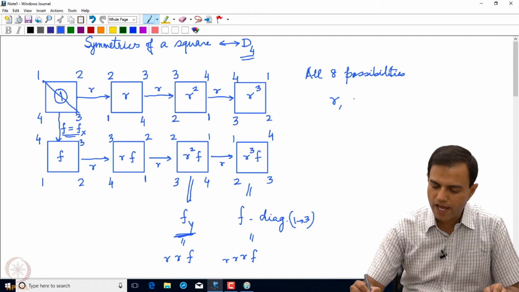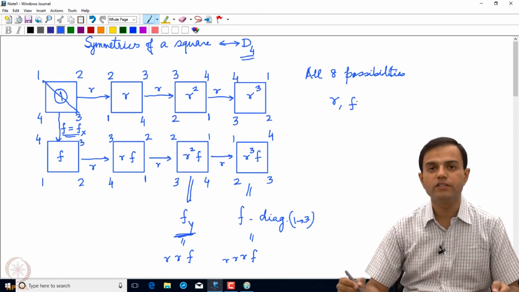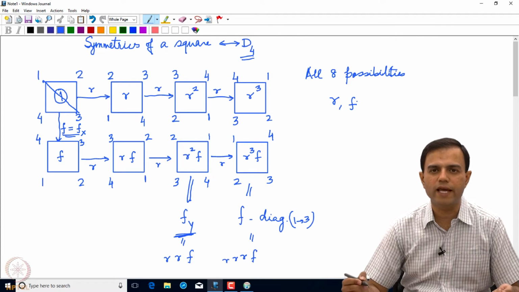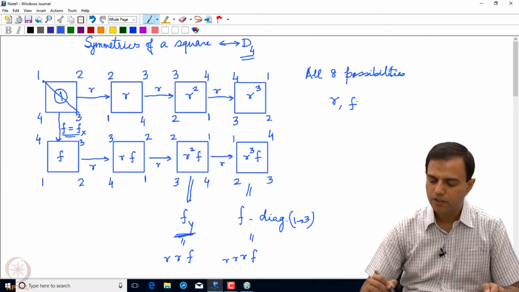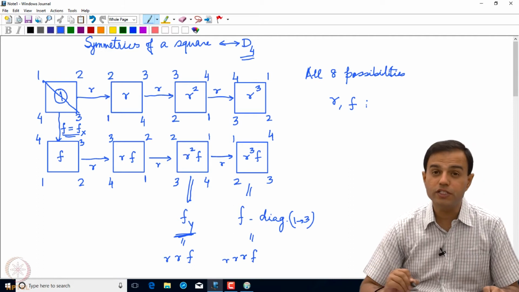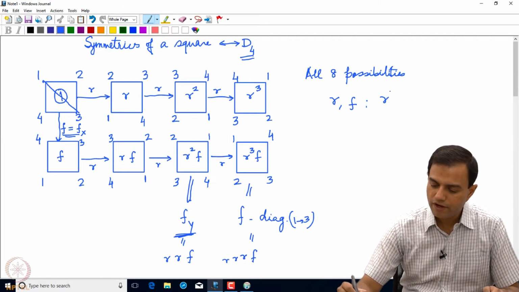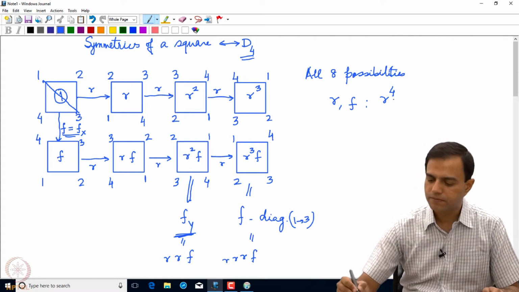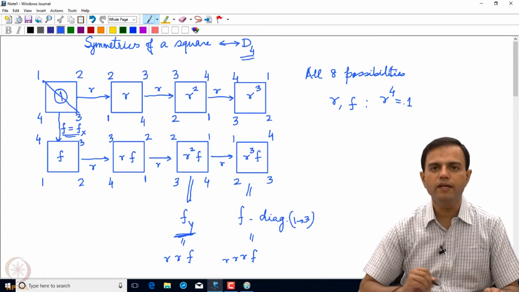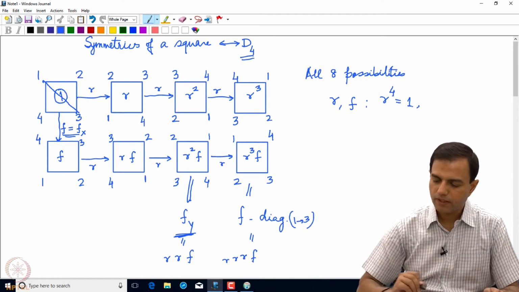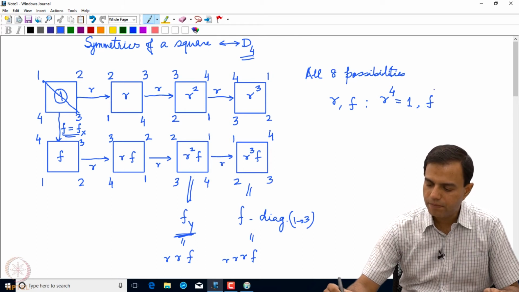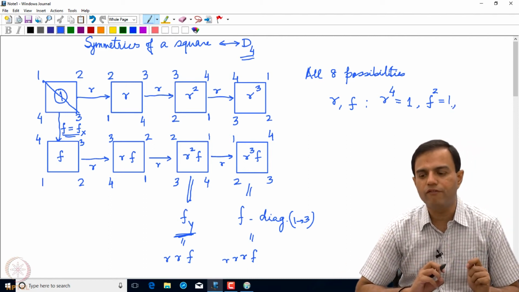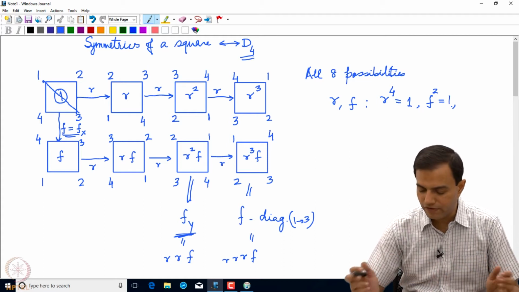So I have r, I have f. So these are 2 generators. Just by combining them in certain fashions, I can obtain everything in this group. And what are the relations? Relations are, if I do r 4 times, I rotate by 90 degrees 4 times, I get back my identity, and if I flip about the x-axis twice, I get back my identity, and then there is some relation between fr and rf. Let's see what kind of relation it is.